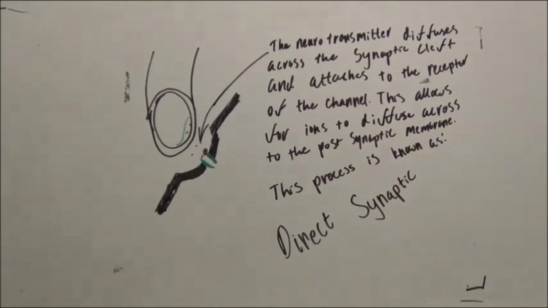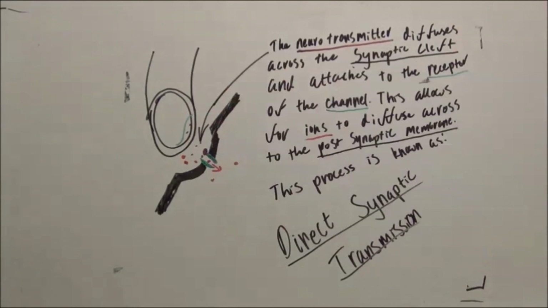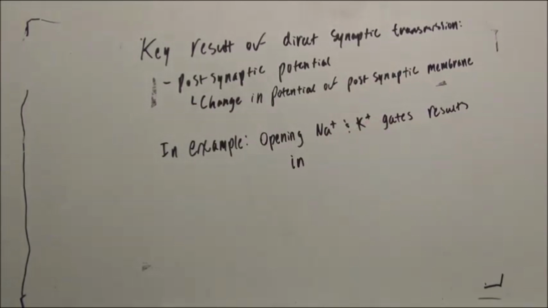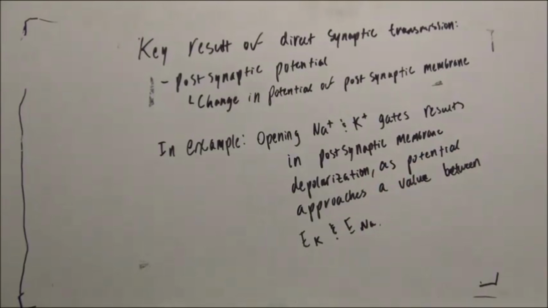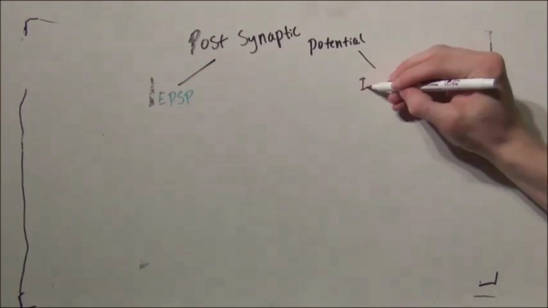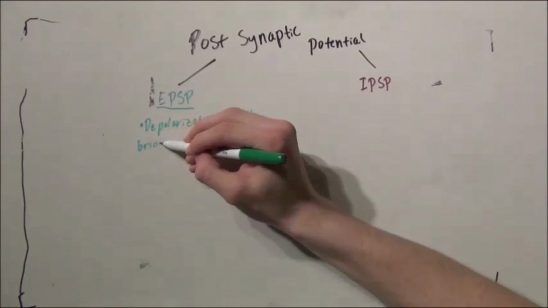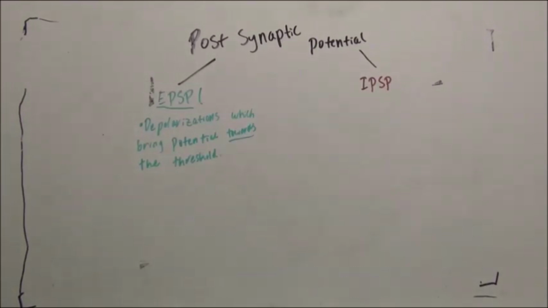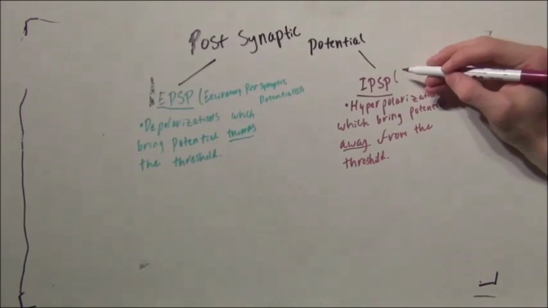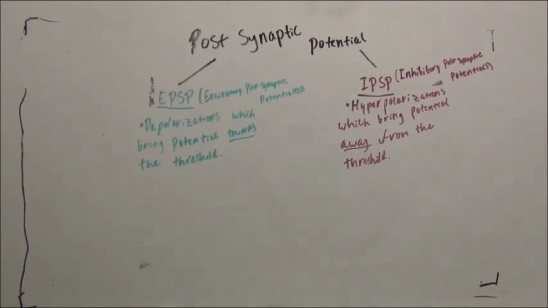This whole process is known as direct synaptic transmission, and the usual result is a postsynaptic potential, which is a change in the potential of the postsynaptic cell. There are 2 kinds of postsynaptic potentials. The first one being an EPSP, excitatory postsynaptic potential, is a depolarization and brings the membrane potential towards the threshold. The second one, the IPSP, inhibitory postsynaptic potential, causes a hyperpolarization and makes the membrane potential move further away from the threshold.